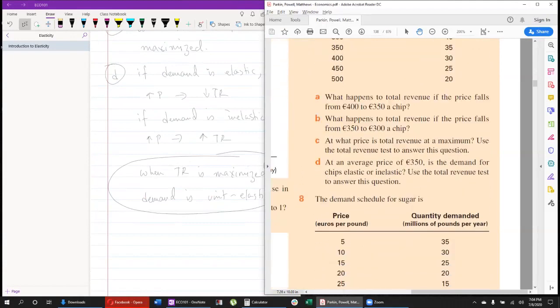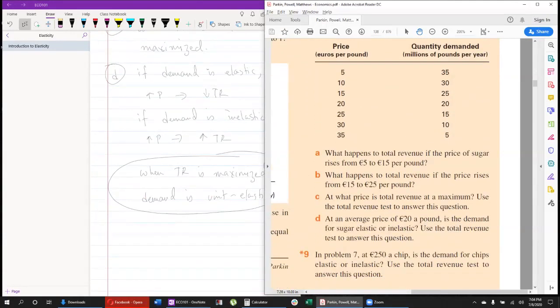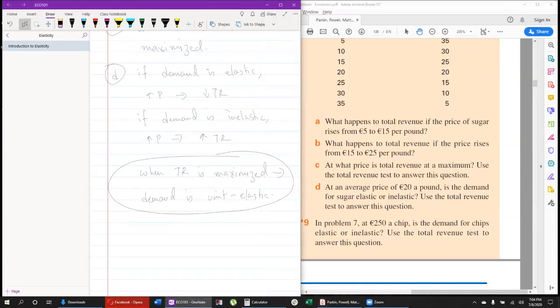So if we've done 7, 8 is exactly the same thing. So you guys can give it a go. Let us try and do number 9. Once again, I'm leaving 8 for you guys. In problem 7, the problem that we just solved, at price 250, is demand for chips elastic or inelastic?